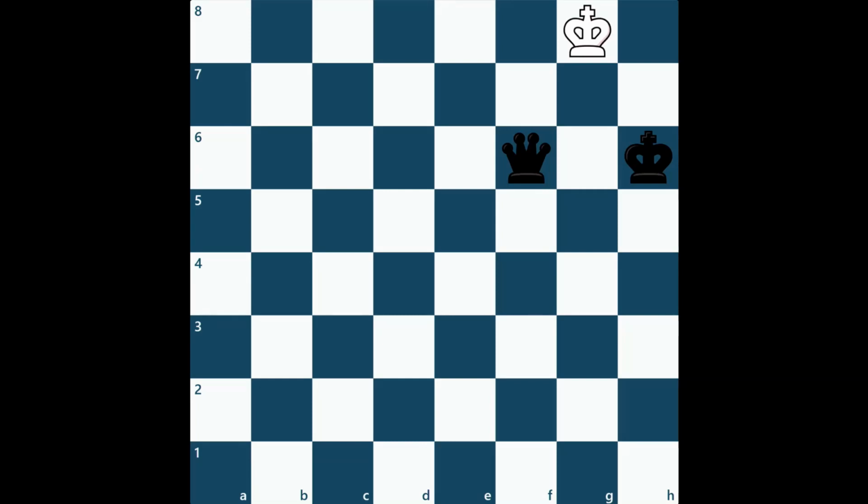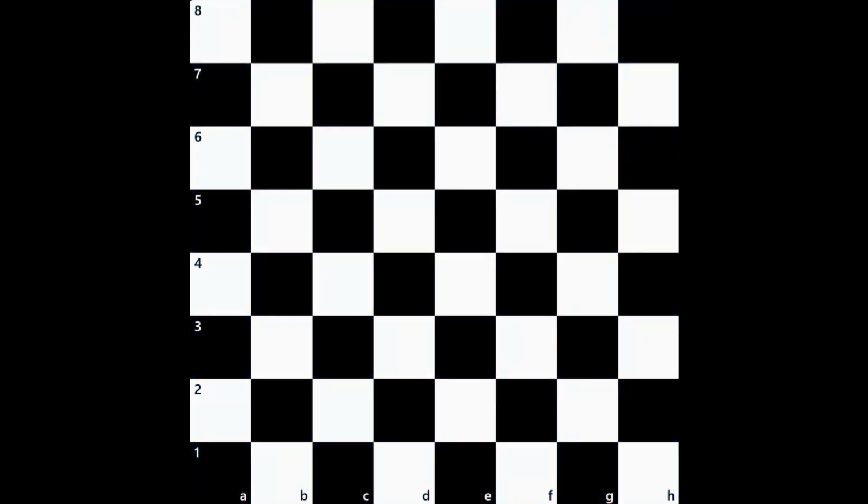In this position with white to move, the game would be a stalemate because white's only piece, the king, does not have any legal squares to move to, and white is not in check.